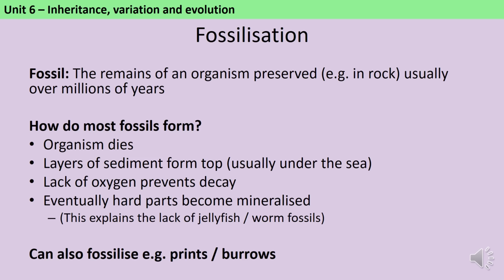Most of the fossils we have are of the rocky type, and they form when an organism dies and then layers of sediment, so mud and sand, form on top, usually under the sea. And then because there isn't a lot of oxygen, bacteria can't decay that organism. So over a long time, the hard parts like bones and teeth are replaced with minerals, and so we're left with a rock that has the shape of a bone or the shape of some teeth left in it. And this explains why we don't really have many fossils of soft-bodied organisms, which includes most of the very early life forms. It's also possible to have fossils of prints or of burrows or other traces.